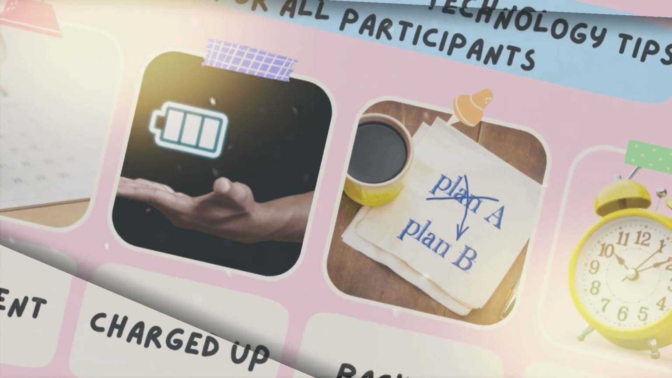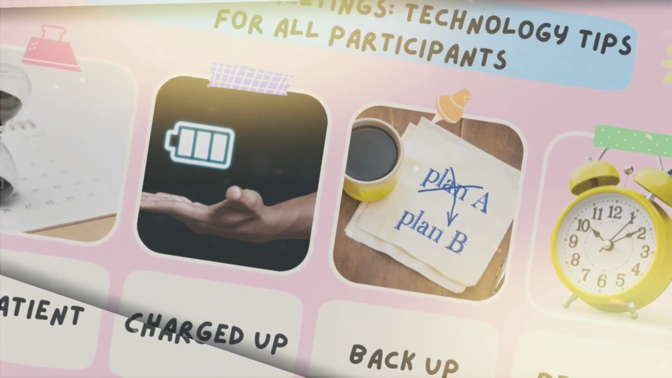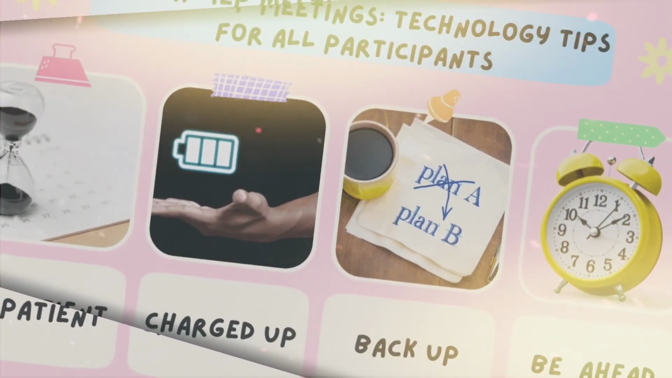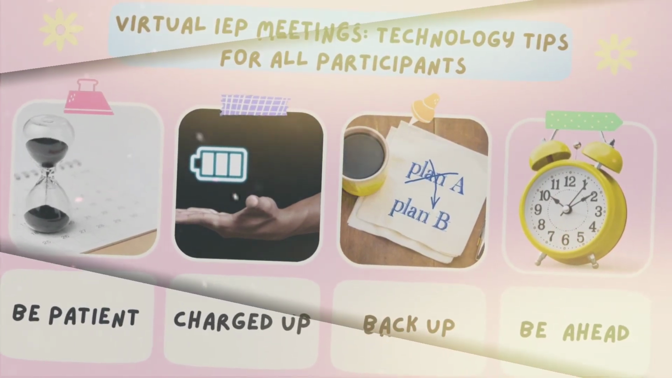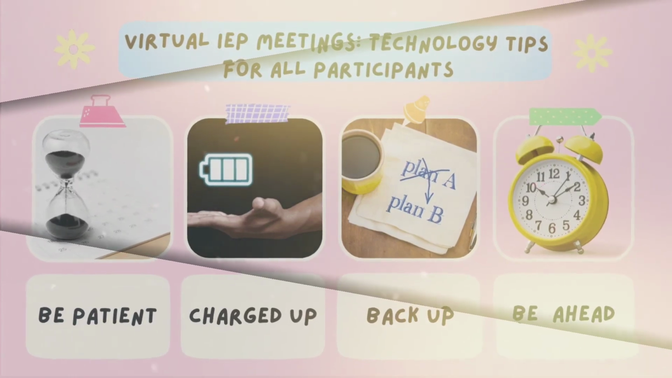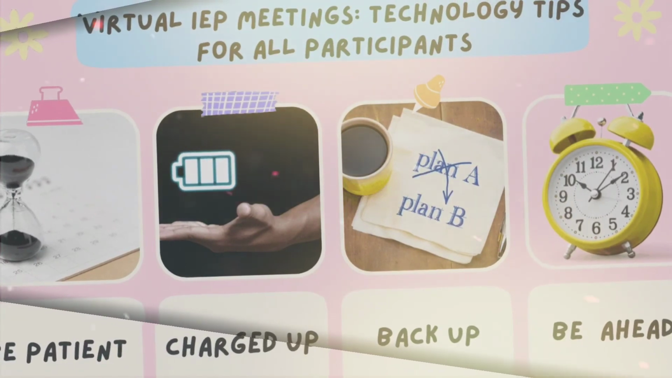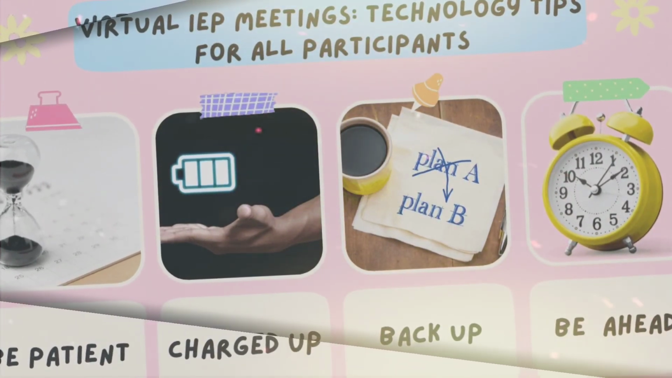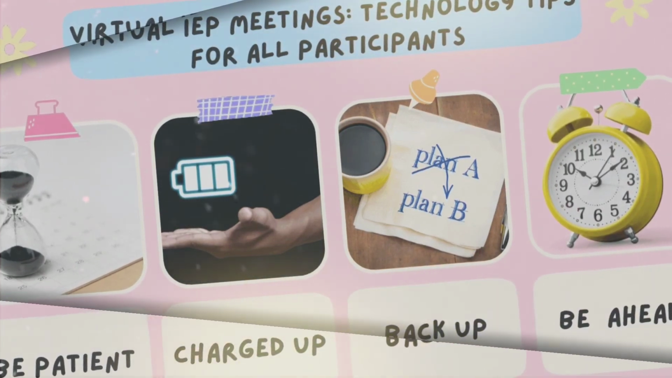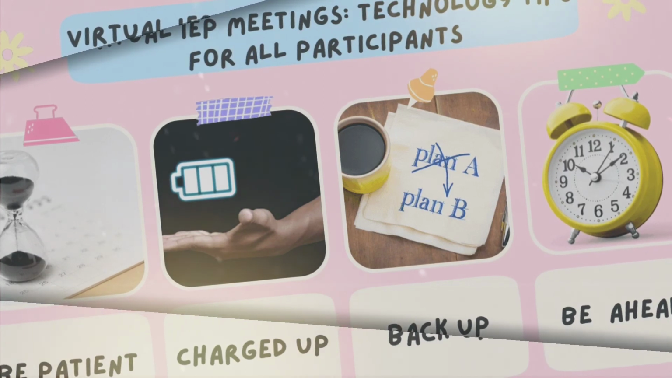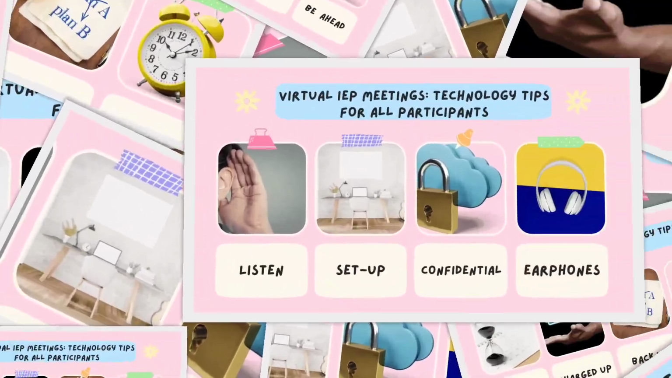Here are the technological tips for virtual IEP meetings. First, be patient. Technology may not work as intended. Assume that everyone is doing their best. Charge up. Test out technology in advance and make sure all devices are charged. Back up. Have a backup plan ready in the event the technology issue arises. Be ahead of time. Join the meeting about 10 to 15 minutes in advance to troubleshoot any technology issues.